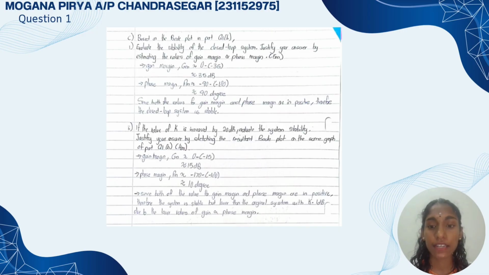And then question number two is that if the value of K is increased by 20 dB, evaluate the system stability and justify your answer by sketching the resultant Bode plot on the same graph of the plot from question number 1b. So the gain margin will be 0 minus negative 15, and the answer will be 15 dB, and the phase margin will be negative 170 minus negative 180, and the answer will be 10 degrees. So since both the gain margin and phase margin are positive, the system is stable but lower than the original system with K equal to 1, due to the lower values of the gain and phase margin.